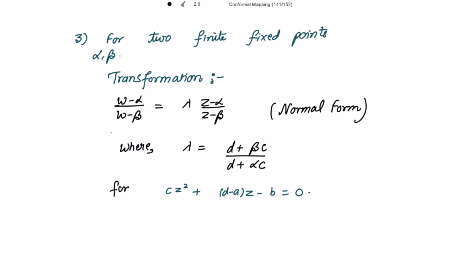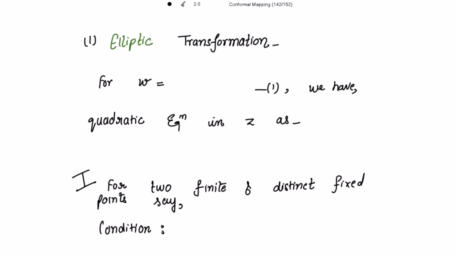For the quadratic equation in z, which is cz square plus d minus a into z minus b is equal to 0. Now how is this quadratic equation obtained? From the transformation w equal to az plus b over cz plus d. Whenever we talk about the fixed points, we always take w to be equal to z, and when you put w equal to z over here and just cross multiply, you will get the quadratic equation in z as this. Right? Okay.